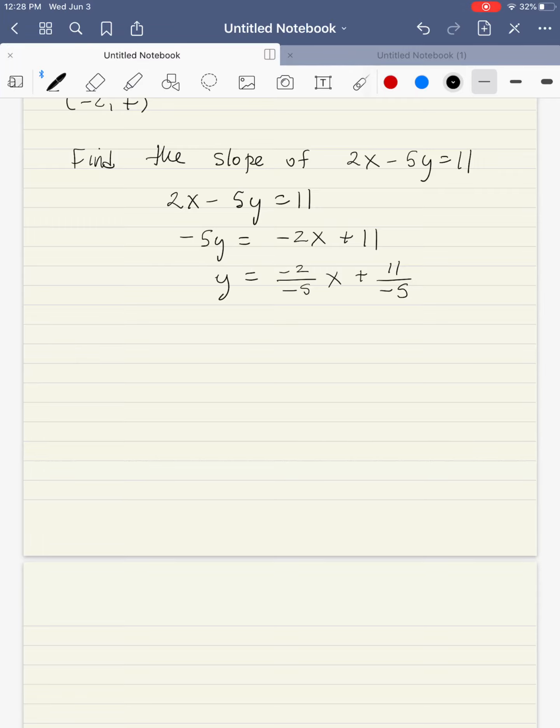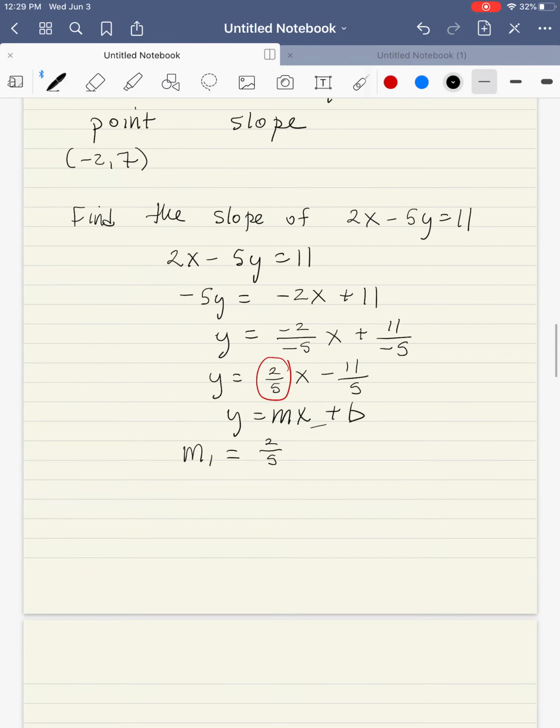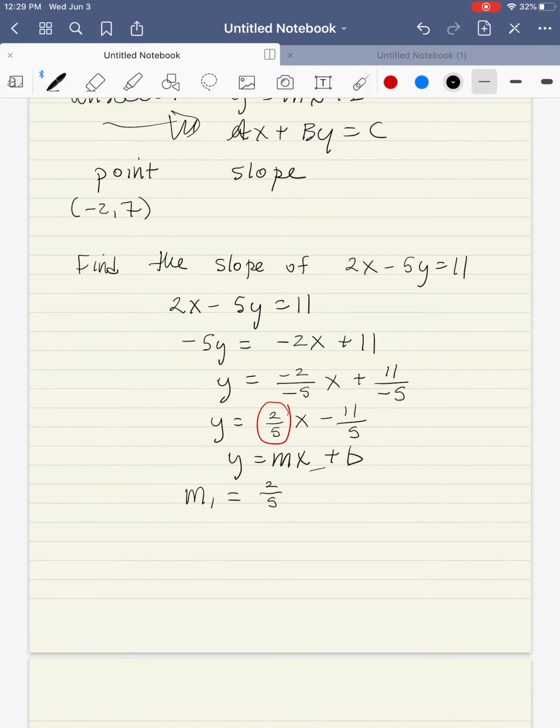And notice that I am doing this with the -5 separately rather than drawing just a big line with one -5. That makes it easier for me to see what my slope is. This is y equals mx plus b form. So that tells me that my slope is 2/5. So the slope of this line, and I'm going to call this M1, M sub 1, that just means the slope of this first line.